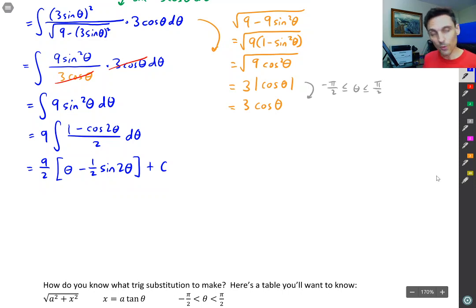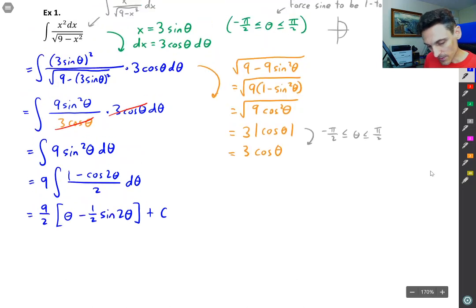The only thing is we're not quite back to the variable that we started with, which was x. So let's try to work back to getting the variable in terms of x. Now, one thing is we know everything that we can know about the angle theta, because of this relationship between x and theta that we set up. We know that sine theta would be x over 3.